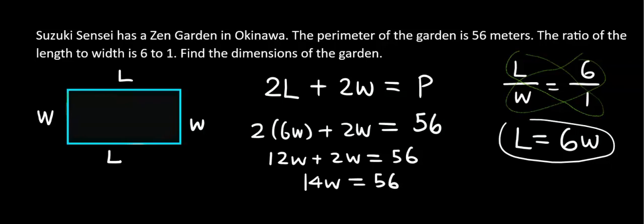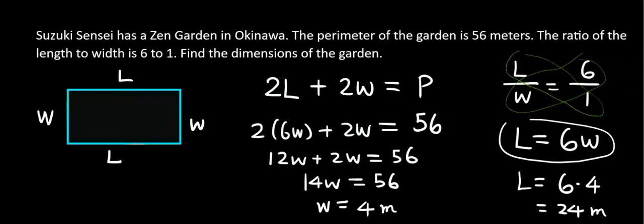We need to divide by 14 on each side. We have W is 4. And it says meters, so 4 meters. Now we're going to come here to find the length. If W is 4 meters, which means length is 6 times 4, is 24 meters. Now we got it. One is 24, one is 4 meters.